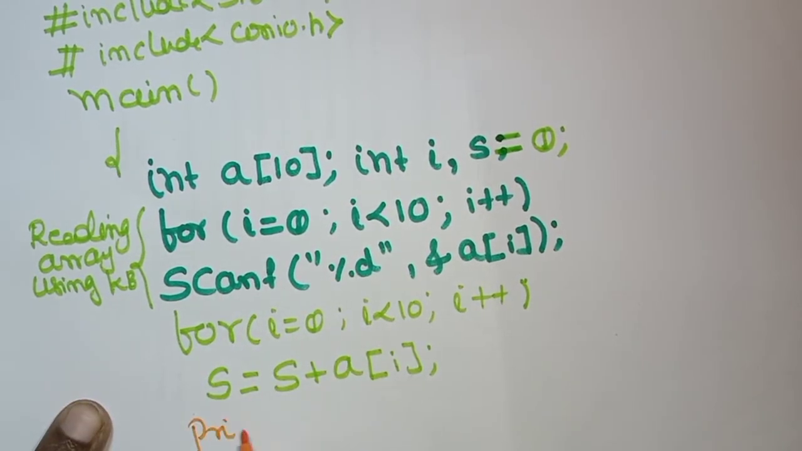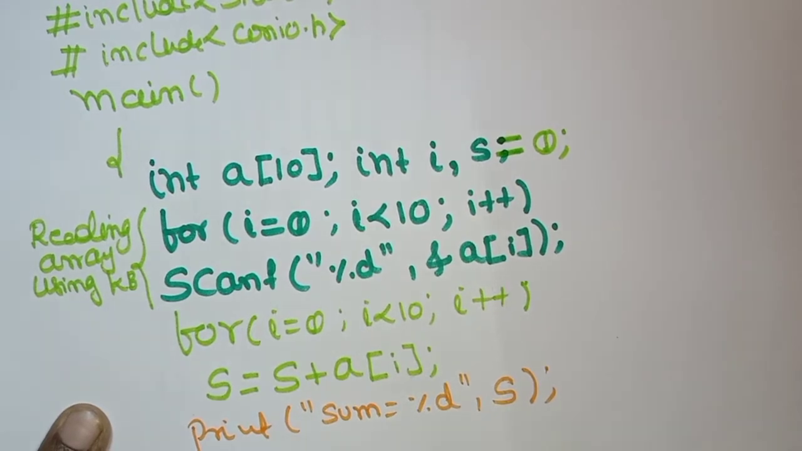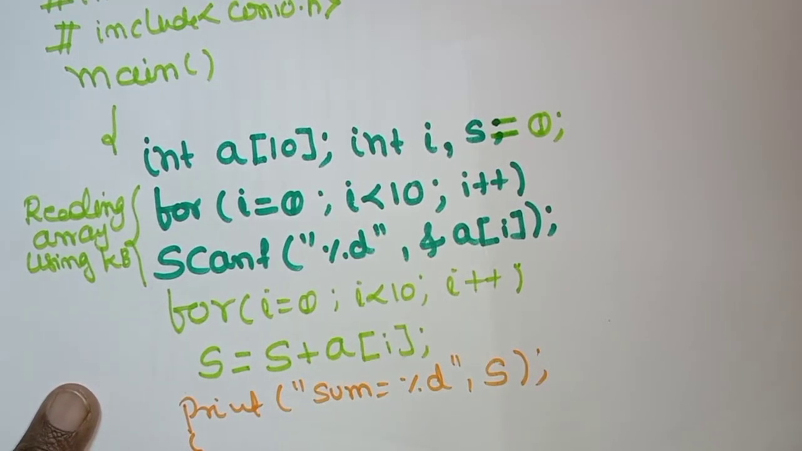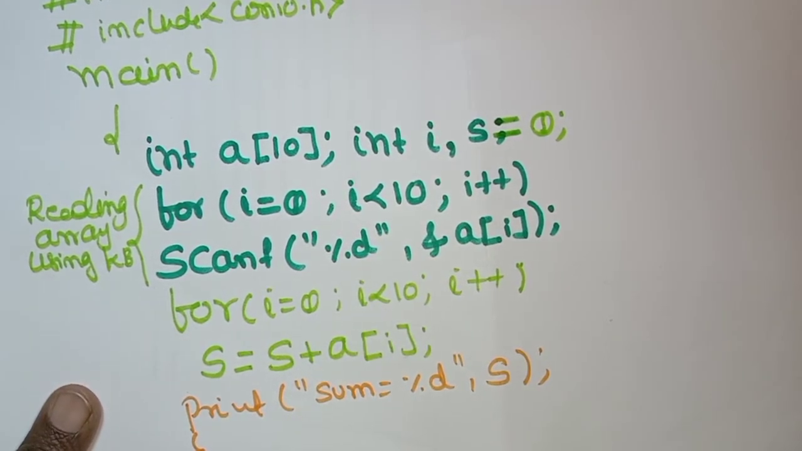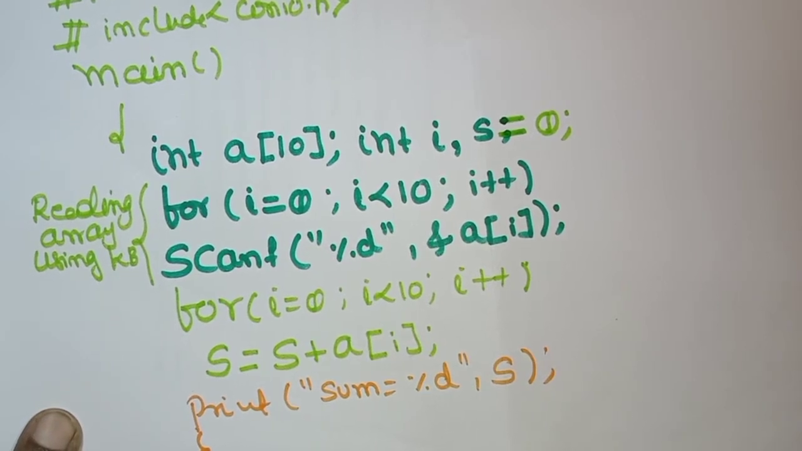If you have written the next statement, printf sum is equal to percentage d, where the sum is present, and close this program. You are going to get the sum of 10 integer numbers. If you want, you can change the same program for 100,000 or any number of elements.